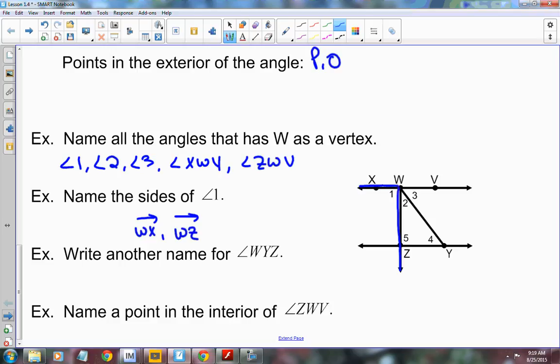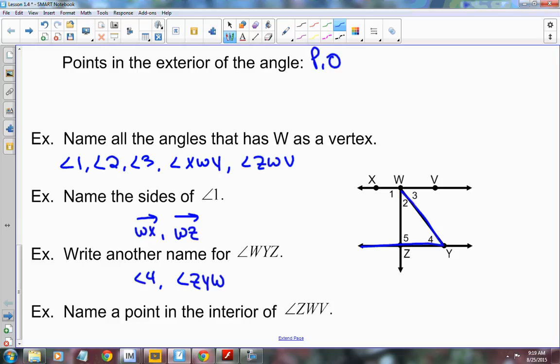All right, here's another one. Write another name for angle WYZ. Highlight it so it's easier for me to see. Angle WYZ. What's another name for that? Angle 4. That's easy, right? Could I reverse these letters and name it ZYW? Yeah, as long as the Y is in the middle. So angle ZYW. So that's two different ways that you could name that angle.